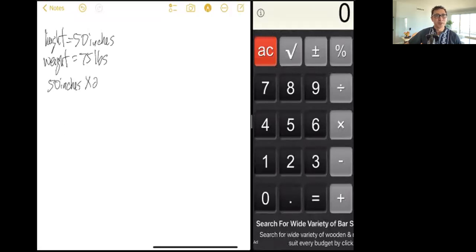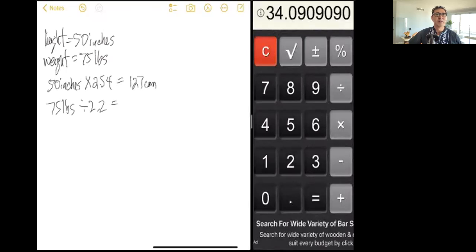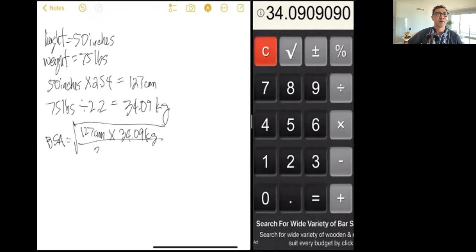Remember all these conversions from, I think it was test 1 or week 2 or 3. It's coming up and you are going to have to know it from now on. I just converted my height into 127 centimeters. My weight, 75 pounds divided by 2.2, is 34.09. Here's my body surface area formula: 127 centimeters times 34.09 over 36.